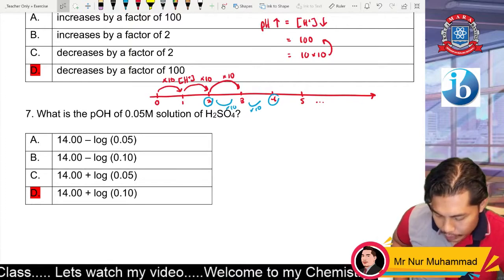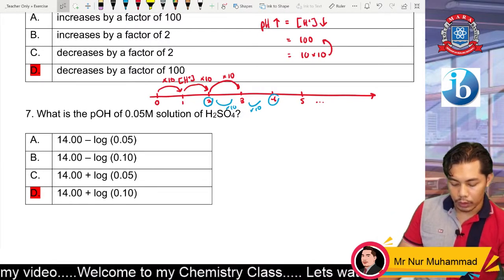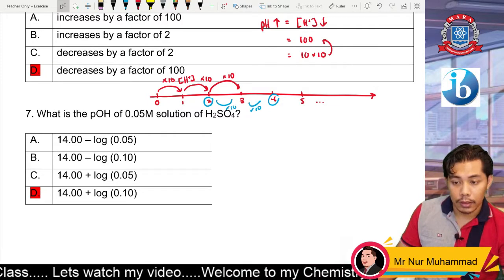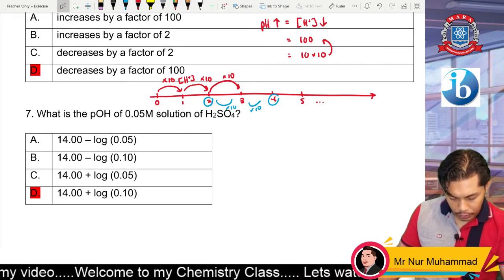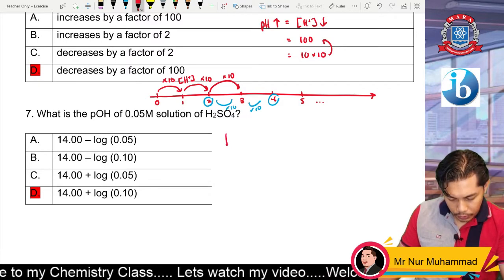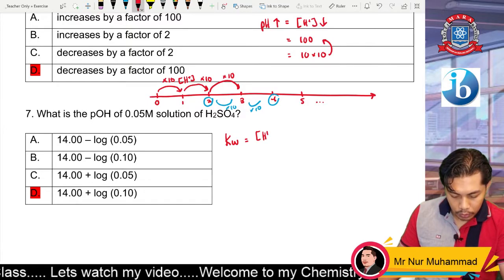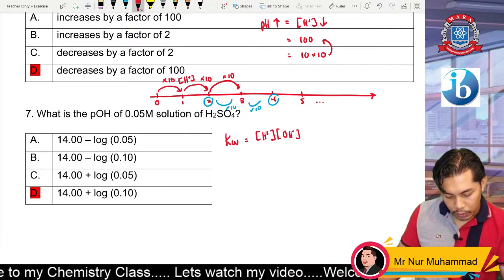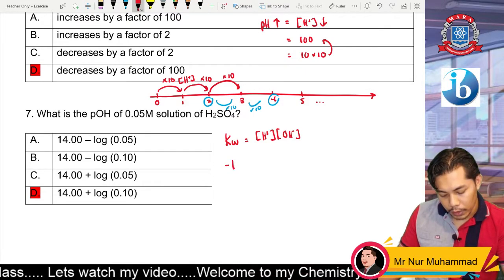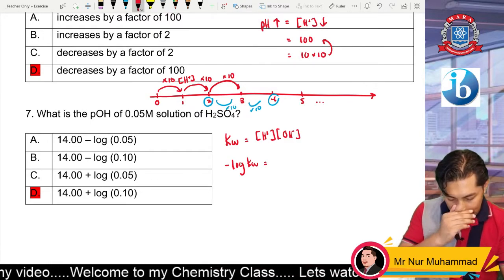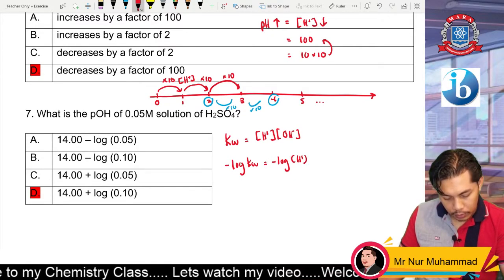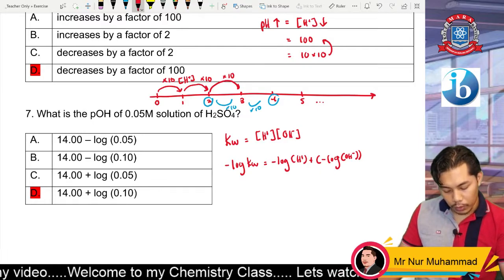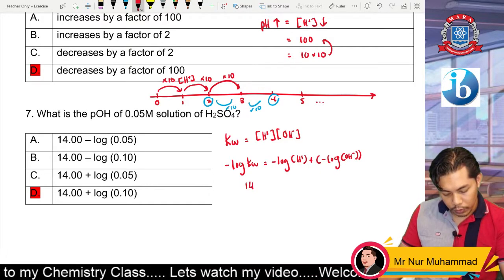Okay, question number 7. What is the pOH of 0.05 molar solution of sulfuric acid? On this part, I have one formula, and the student must know the formula. We know that the ion product constant, Kw, is equal to the concentration of hydrogen ion times the concentration of hydroxide ion. So negative log Kw is equal to negative log hydrogen ion plus negative log hydroxide ion. So the value of pKw is 14.